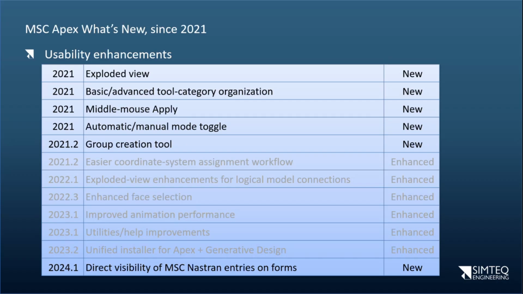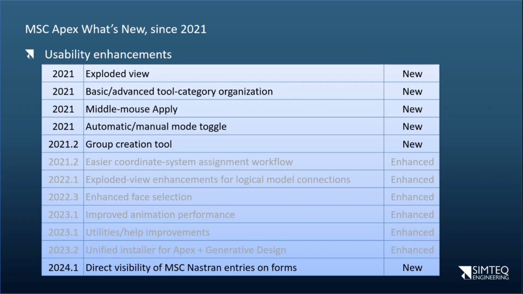Middle mouse apply was added in 2021. I'm not so sure about that one. In my mind, it was there from the start, but for some reason it's listed here under 2021. Automatic and manual mode toggle was also added in 2021. The group creation tool was added. All the diehard pattern users kept on requesting groups, so that was finally added in 21.2.